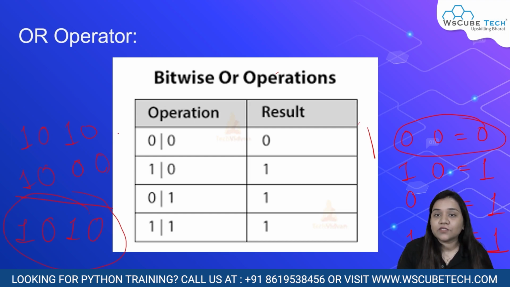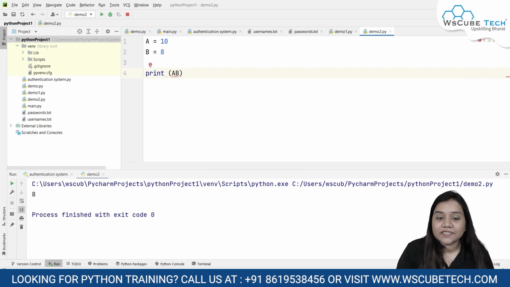Let's solve it in Python and see how it can be done. So here, I'm considering the same examples, that A is equal to 10, B is equal to 8. And for applying the OR operator over here, all I need to do is put a straight line in between A and B. And if I run it, it gives us 10. So that means the method that we have learned is correct. This is how it works: when there is a binary of 10 and a binary of 8, when we apply the OR method to it, it will give us 10 in return.